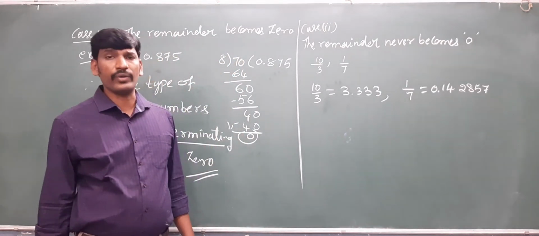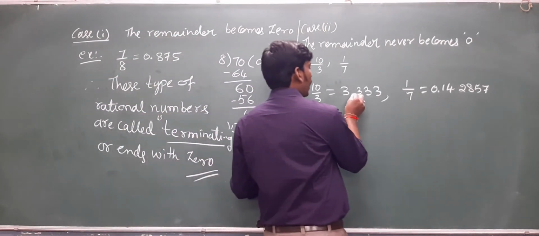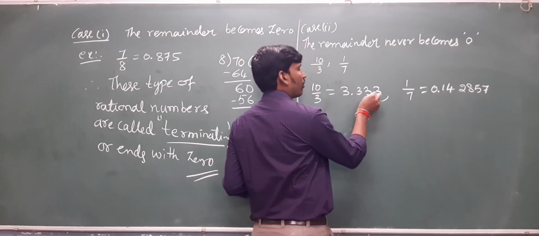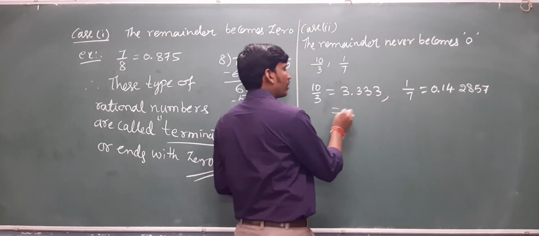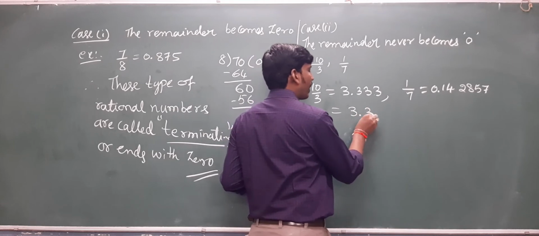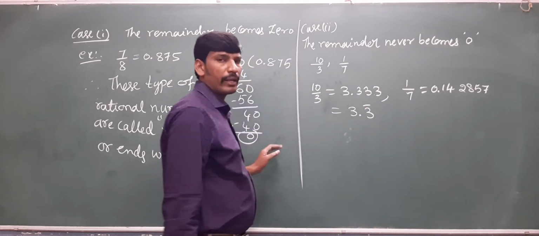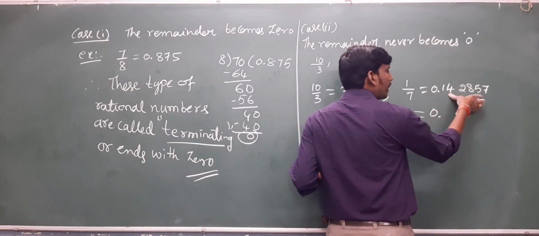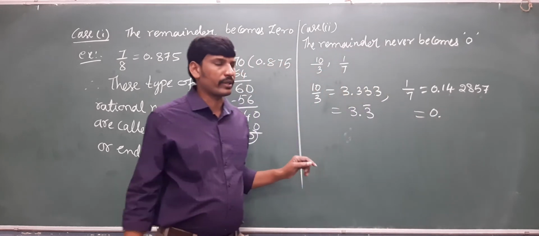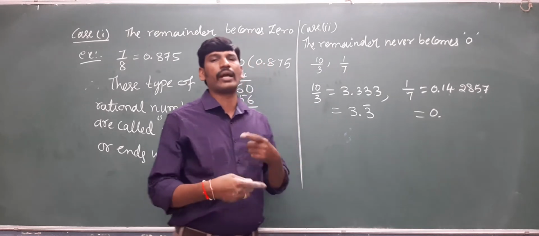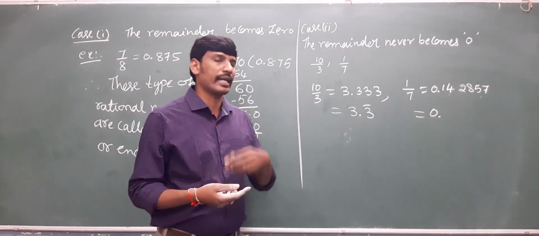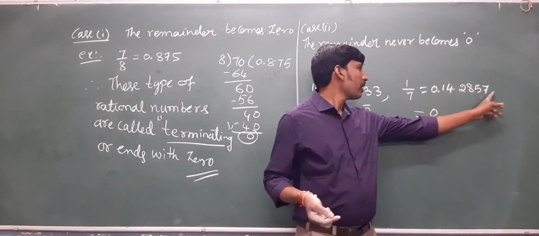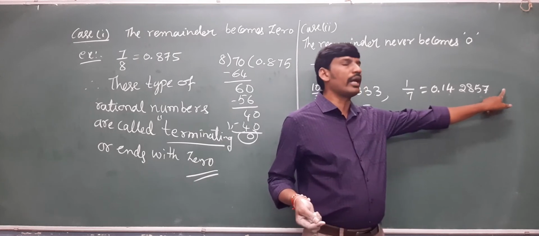The remainder never ends with 0, and here the same question will be repeated. That is, this can be written as 3.3 bar also. In this case, certain digits are repeated after some time. That is, 142857 is repeated after 6 digits. Again, if you start after 7, it will again become 142857.